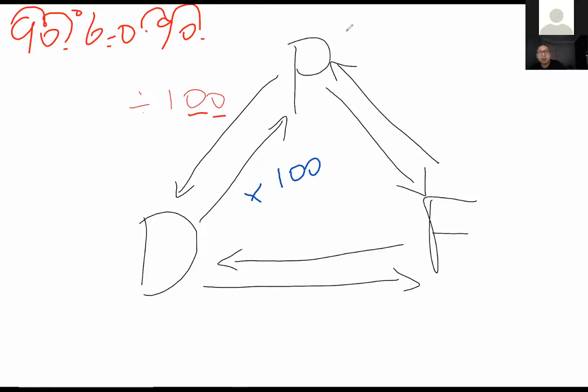Does anyone know how you go from a decimal to a fraction? Does anyone know how you go from a decimal to a fraction? This is actually quite in-depth, right? This is probably one of the hardest ones.